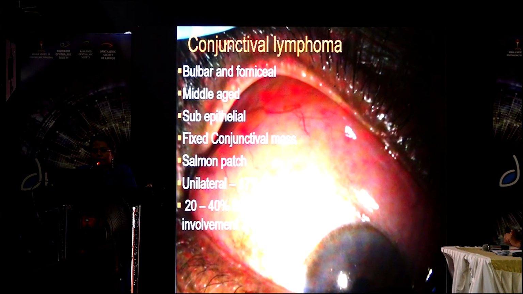Conjunctival lymphoma is a salmon patch appearing mass, usually subepithelial. It is a fixed conjunctival mass. It is seen in middle age. It is usually unilateral. If it is bilateral, there is a chance of systemic association of lymphoma.